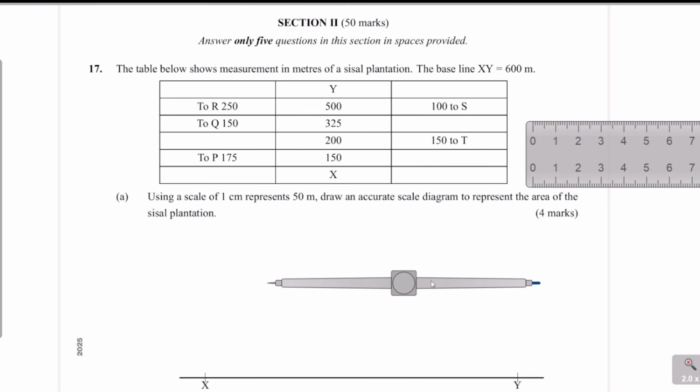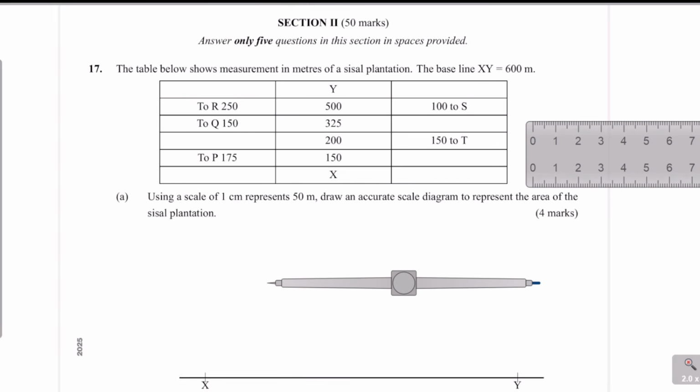Now let's go to question 17. These are questions on surveying techniques. Before I go to that, remember in section 2, you're supposed to answer only 5 questions. So when you're choosing the questions, ensure that you choose the best 5 that you are able to do.